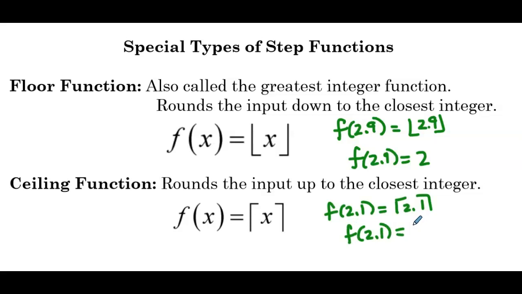2.1 is the input, go up to the next integer. That would be 3. And I like the notation here because if you look at this, there's two little parts of the bracket here which are below the variable, kind of like the floor. And in comparison, for the ceiling, there's two little pieces of the bracket above the x, like a ceiling. So visually, we can actually remind ourselves whether we're dealing with the floor or the ceiling function.